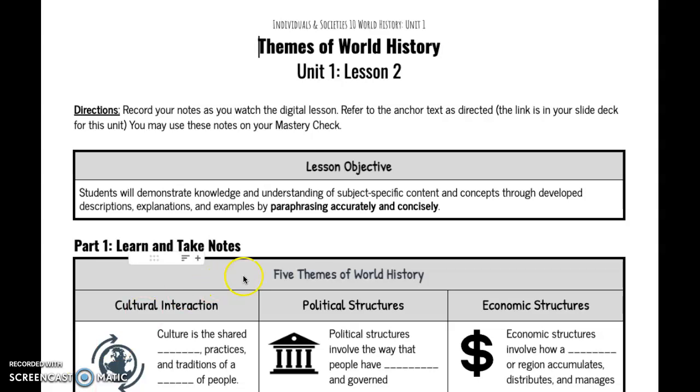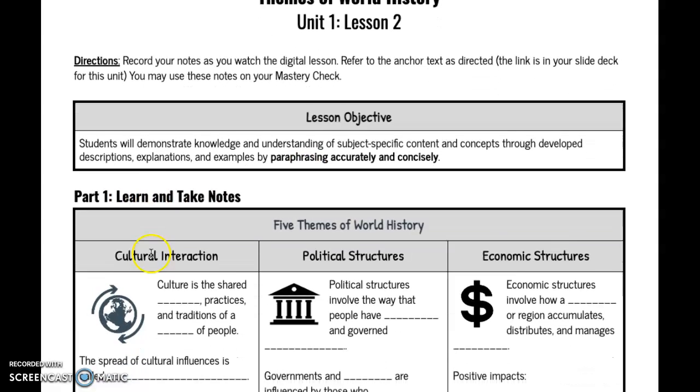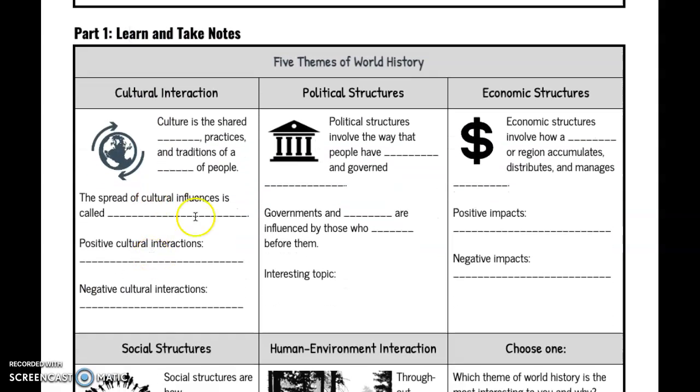Let's get started. Our lesson objective for today is that we're going to demonstrate knowledge and understanding of subject-specific content and concepts through developed descriptions, explanations, and examples by paraphrasing accurately and concisely. You learned how to paraphrase already in your ATL lesson. So let's go ahead and look at Part 1, learning and taking notes. We're going to be learning about the 5 themes of world history.